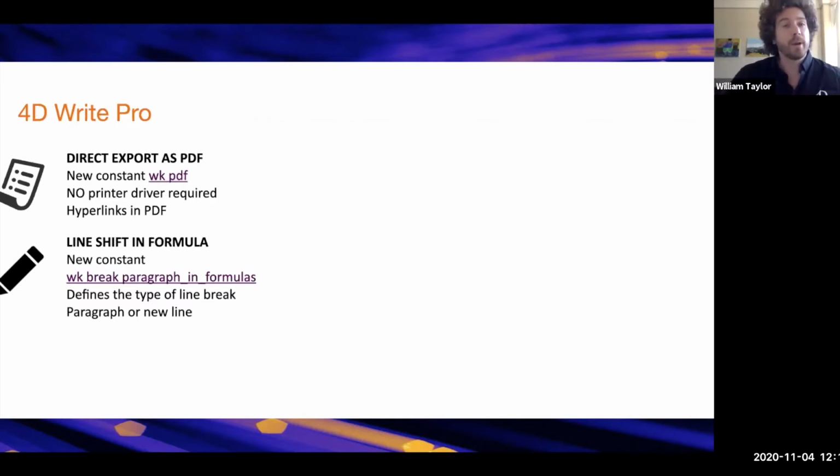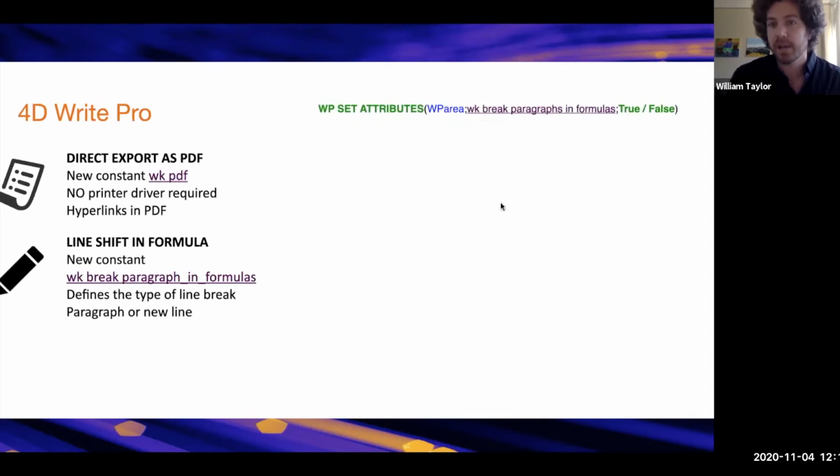So today, with v18 R4, 4D Write Pro gives you two possibilities for this. You can either insert a new carriage return character in the existing paragraph, or you can create an entirely new paragraph. And I have a quick demo to understand what I'm talking about.